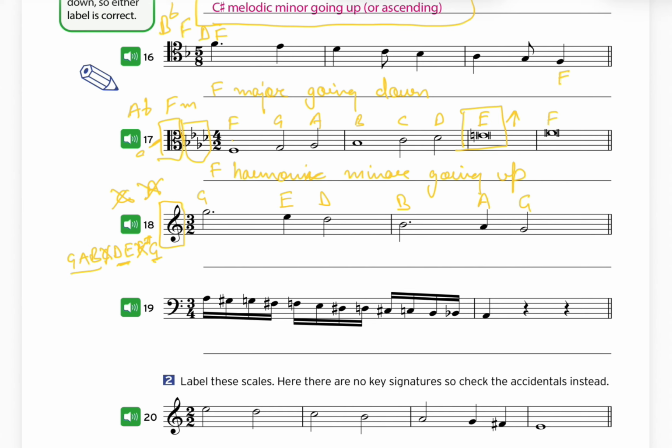Okay, and why don't we have a key signature here? Because in G major pentatonic, the F note does not exist. So that is why it is okay if we don't put a sharp here as a key signature. Because we don't have to play F sharp in the G major pentatonic scale. So that means this is our G pentatonic major going down.